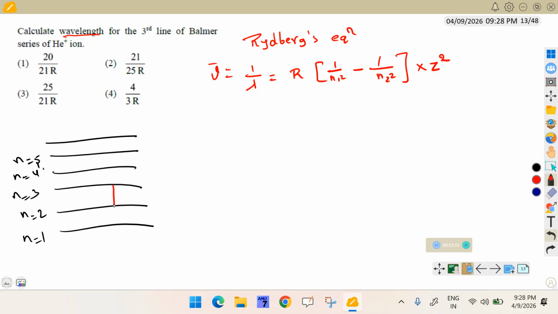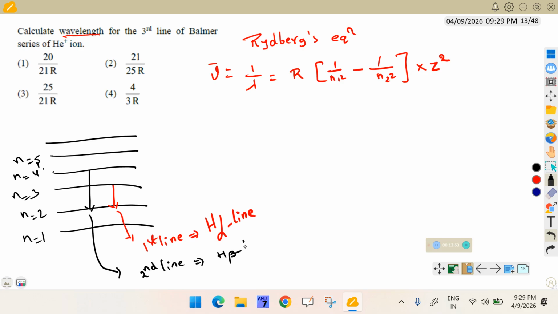In the Balmer series, this is the first line, also considered the H alpha line. This is the second line of the Balmer series, also considered the H beta line. This is the third line of the Balmer series, or sometimes given as the H gamma line.